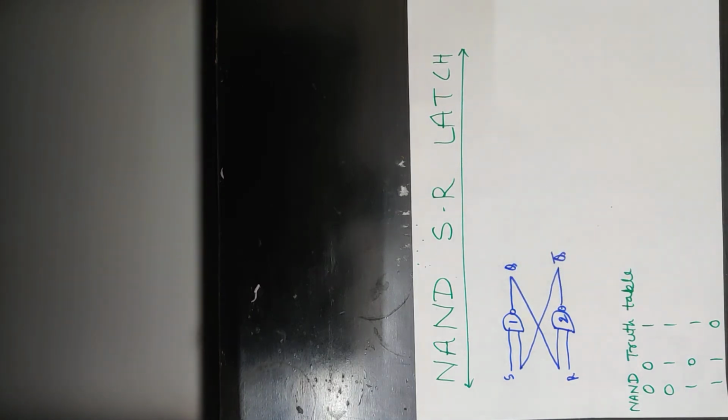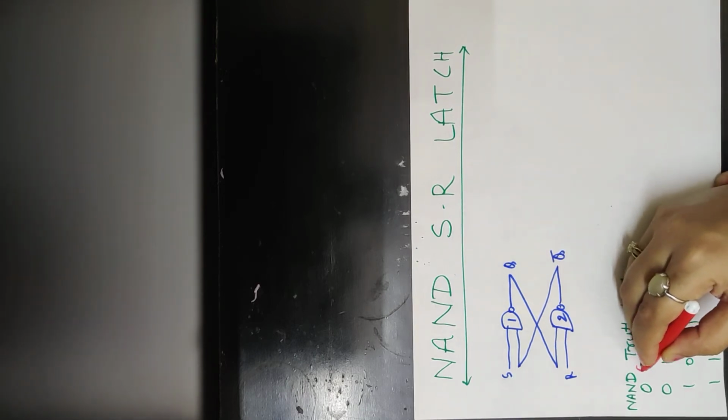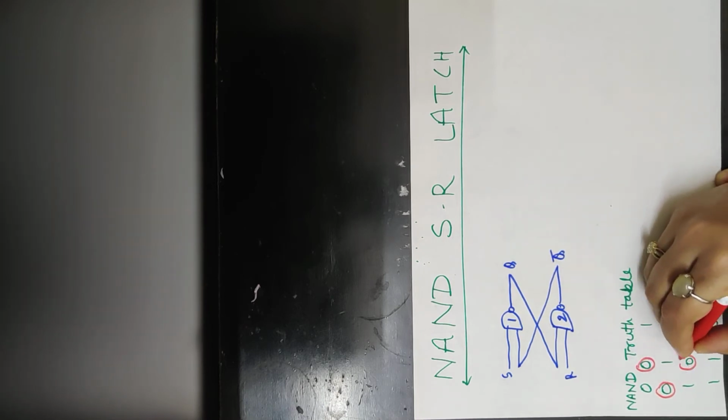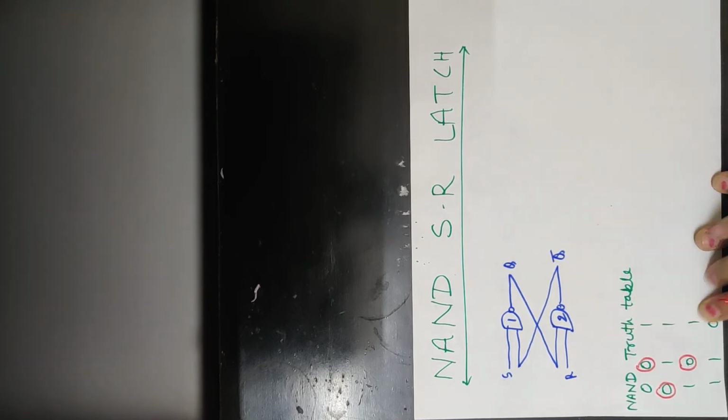Clear? So again, before understanding the working of this latch, the NAND SR latch, we have to keep in mind the truth table of the NAND gate. So it is very clear from here that if one of the inputs is 0, the output will always be 1. Clear? And when both the inputs are 1, the output will be 0.